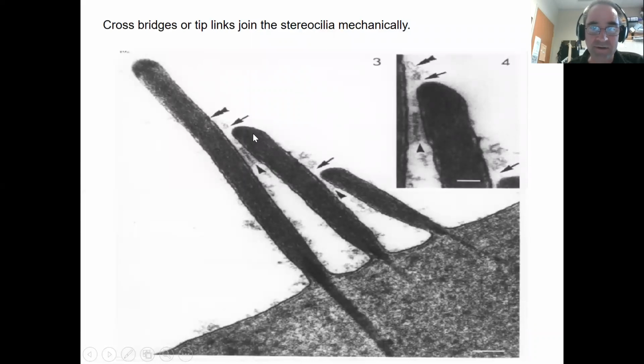What happens is that these rows of stereocilia are actually connected together. It's a little hard to see, but there are these tiny protein filaments that connect them together. Those are called tip links. That's tip links here. So they're actually connected together by these stretchy proteins, and we'll see later on that that's important for their function in converting vibrations into electrical signals.